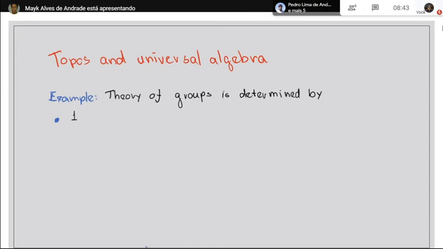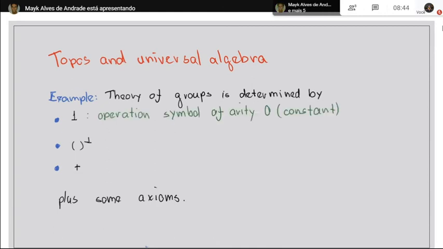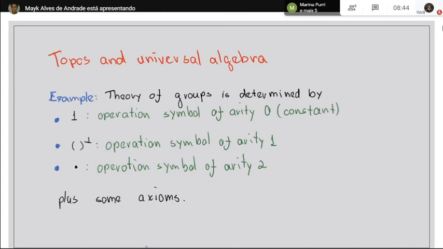We can say that the theory of groups is determined by an element, a unary function that is taking inverses, and a binary function, which is multiplication. This is an operation symbol of arity zero, in other words, a constant. This is an operation symbol of arity 1. Here, arity of operation is just the number of variables that the symbol operates on. And here we have an operation symbol of arity 2 plus some axioms. This is how we usually learn how the theory of groups works.